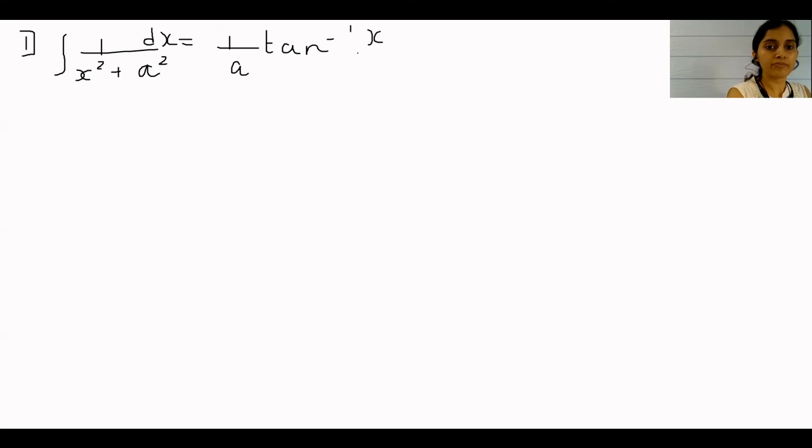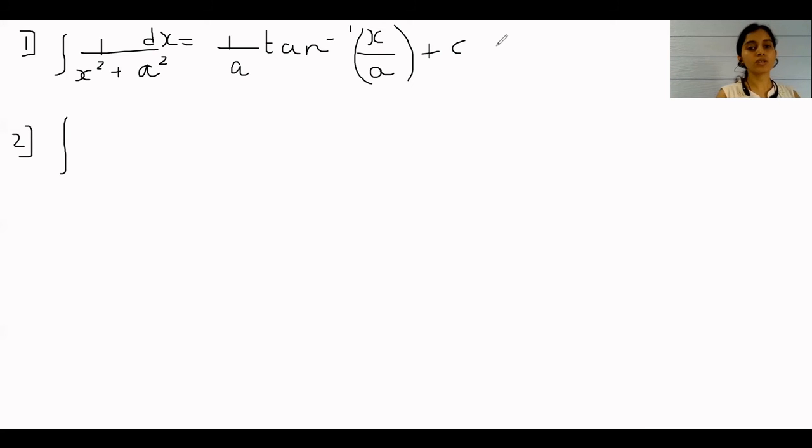x upon a. See, the more times you write it down, the easier it will be for you to remember. I know it is present in the textbook and I don't need to write it down and it wastes time, but I'm doing it to encourage you to also keep writing them down, so that you don't have to refer to any book page or textbook while solving the sums. Okay, let us do this.